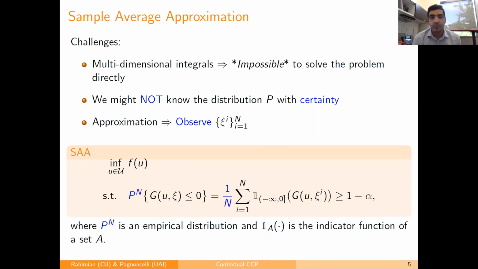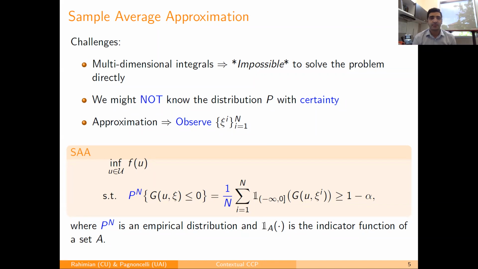In fact, this is not an easy thing to do, especially if you have multidimensional random variables, and it can get intractable real quick. Special cases that you can handle are very rare. And in a general sense, this is very complicated to handle. On top of that, you might not know the probability distribution that governs the random parameters with certainty. Instead, you might have access to a data set of historical data.